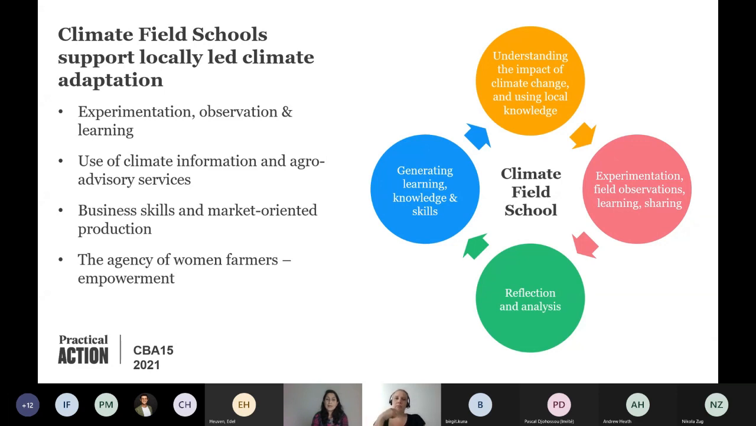To address the impacts of climate change, climate field schools provide a research and learning platform for farmers. They evolved from farmer field schools, which have a long history in Nepal, led by government and non-government agencies, to help farmers improve integrated pest and disease management. Following the original extension model, Practical Action integrated the climate change component in farmer field schools.